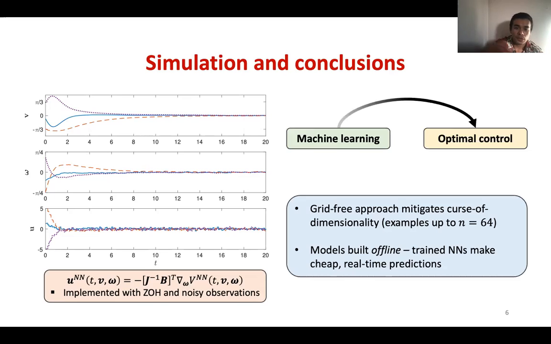So here I've showed you just a taste of one possible way to use machine learning to do optimal control. We think this is a nice approach because it's grid-free, and we've been able to do it in up to 64 dimensions at least. And although neural networks can be difficult to train, all this difficulty is done offline. In real time, the computations are cheap, and we hope that this can make the method useful for actual feedback applications.